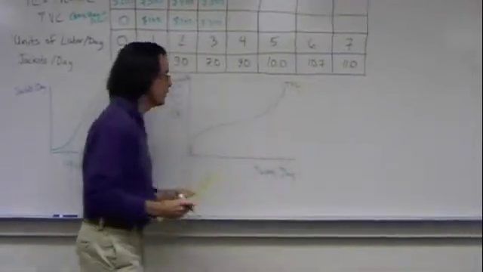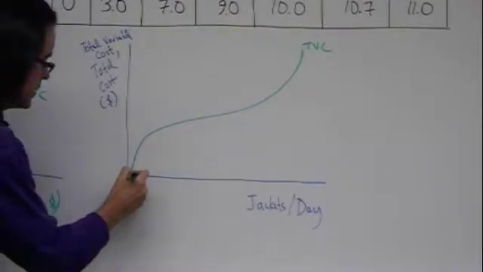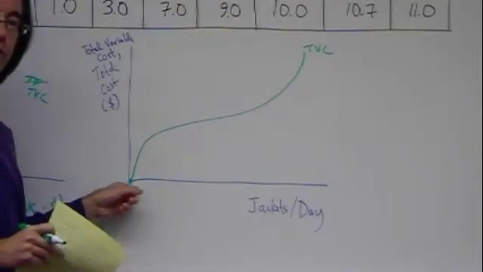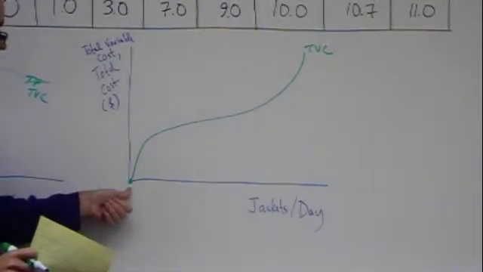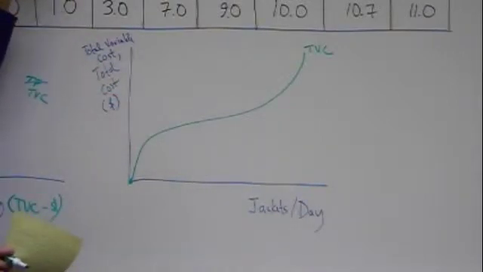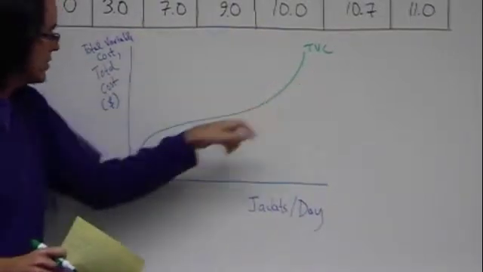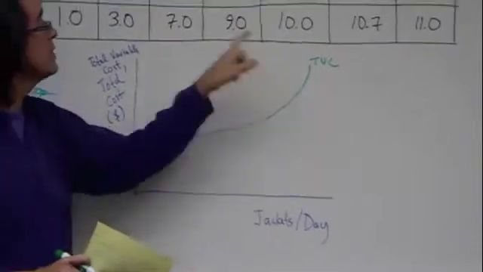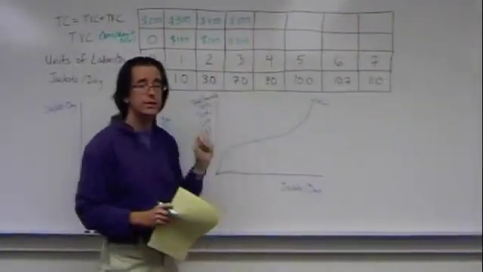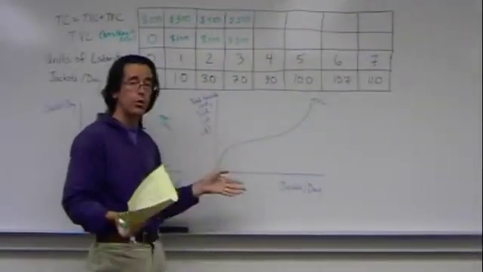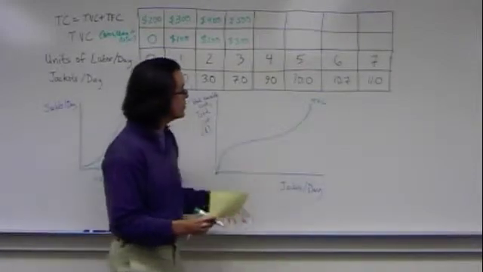So this is our total variable cost. And the key thing is, you've got it at the origin. If you have no jackets per day, you're spending no money. And again, this is not an exact mapping, but you could take this table and actually graph it, or look in the book. So you'd have this picture.